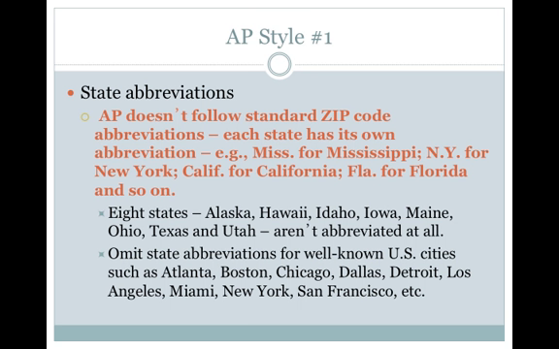So what gets a little tricky is figuring out what communities are going to be so well known to your audience that you don't need to add the state abbreviation. And that's really just a judgment call. So I would probably err on the side of including Miss. rather than doing away with it. Eight states, here's the list, aren't abbreviated at all. And you don't use state abbreviations for really major U.S. cities. So Atlanta, Boston, Chicago, etc. These cities are presumed to be so well known that you really don't need to include a state abbreviation with them at all.